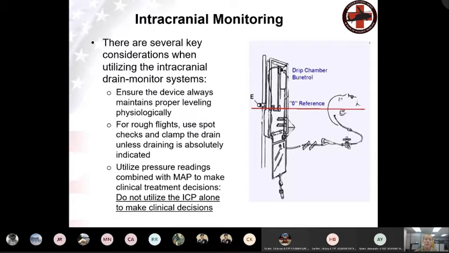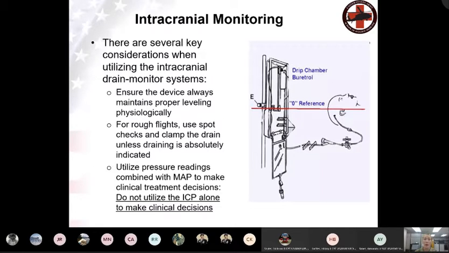Now, with this, we can clamp it to drainage and still get an intracranial monitoring reading. This is a conversation that I want you to have with your provider before you leave the Role 2 if this device is being utilized. If we are able to clamp it, it will allow us to prevent any challenges from draining too much fluid in the events of the device getting bumped around or having a rough flight. So it's something to think about. It's a conversation to be had.